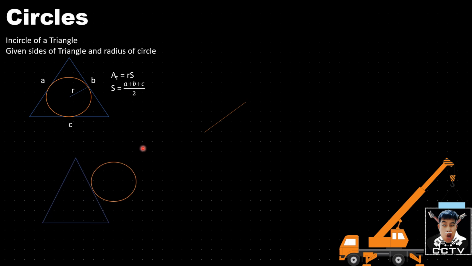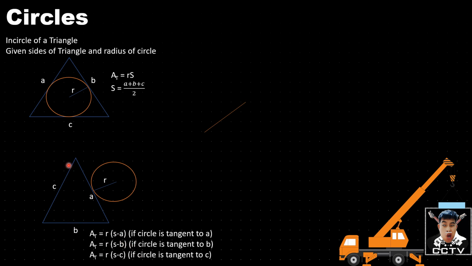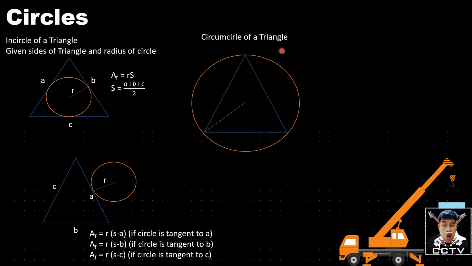Meron din naman tayo dito na tangent lang yung circle natin dyan, nakadikit lang. At ang given is radius ng circle at sides ng triangle. Ang area natin dyan is radius times semi-perimeter minus yung kung saan siya tangent. Ayan, A. Pag tangent ang circle sa B, minus B naman, ito. At pag sa C naman siya tangent, dito yung circle, C naman. And circumcircle of a triangle, ang triangle naman ang nasa loob ng circle. A yan, B, C, and this one, side A, side B, side C.